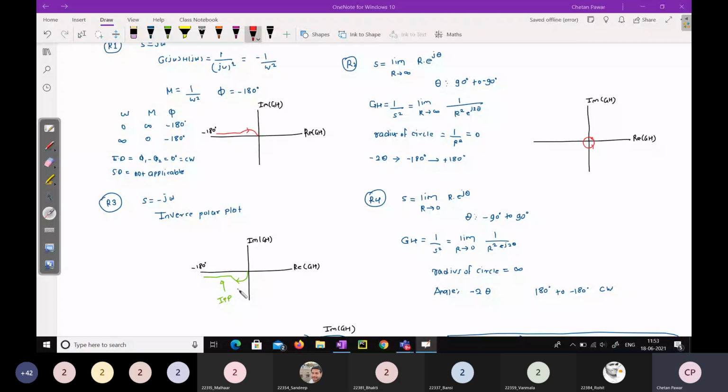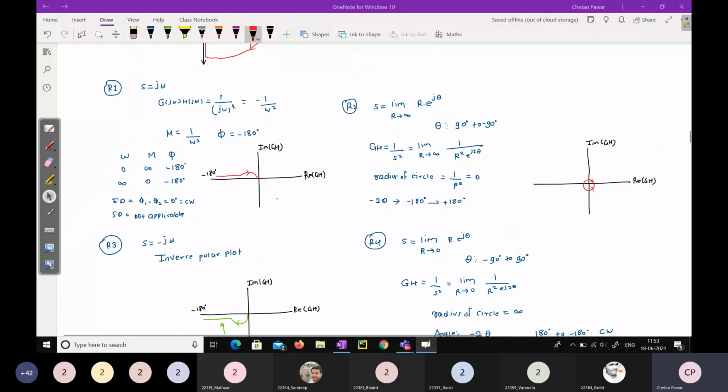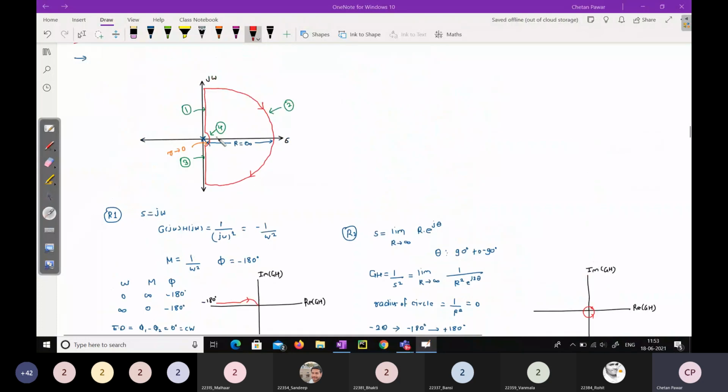So let us see the region 4 mapping. What is region 4? This is a small circle which is having the radius 0, meaning r tends to 0. This is a small circle.